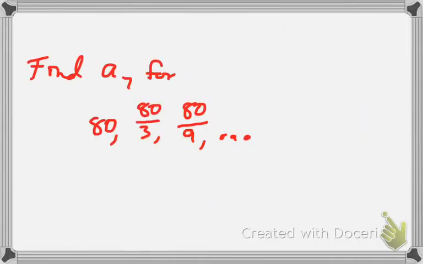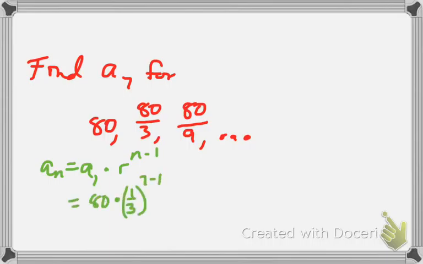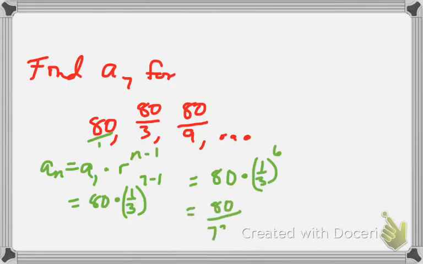Find A7 for that sequence. I see that the first term is 80. The common ratio is not 3, it is 1/3. If it was 3, we would have gone from 80 to 240. And there are 7 terms. So then I have to go 1/3 to the 6th. And I end up with 80 over 729.